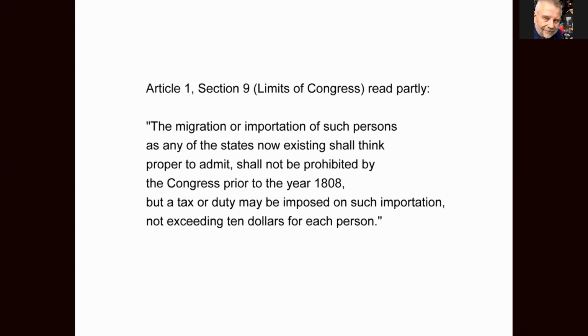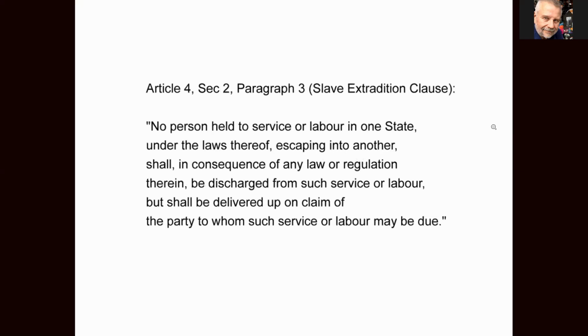And so the southern states now insist that the Constitution have some kind of extradition clause that would recognize a runaway slave in a free state as a slave and require that that escaped slave be rendered or extradited back to his owner in the slave states. Article 4, Section 2, Paragraph 3, sometimes referred to as the Slave Extradition Clause, sometimes simply as the Extradition Clause.